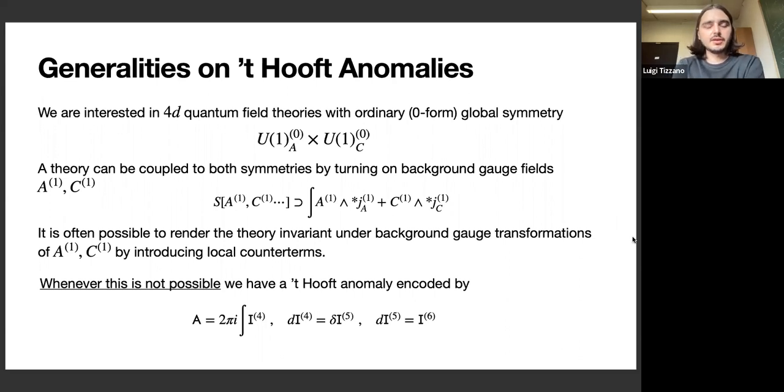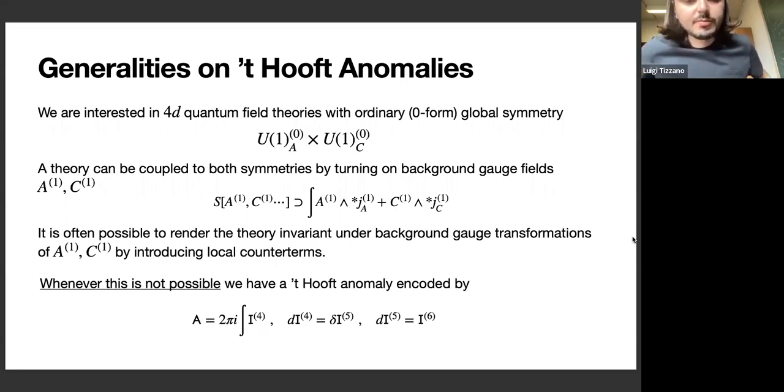And so, as I was saying, we can turn on these background gauge fields and then couple the theory to the conserved current. I will denote the conserved current for U(1)_A as J_A, and the same thing for the conserved current of U(1)_C that I denote J_C. And then, as we know, we can investigate if the theory is gauge invariant under background gauge transformation. It is often possible that we can make the theory gauge invariant by possibly introducing additional local counterterms to maintain the invariance of the theory under transformation of A and C.